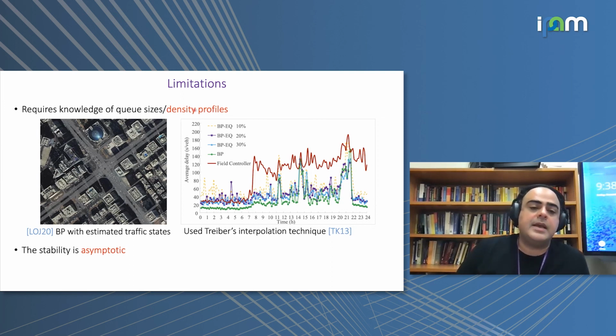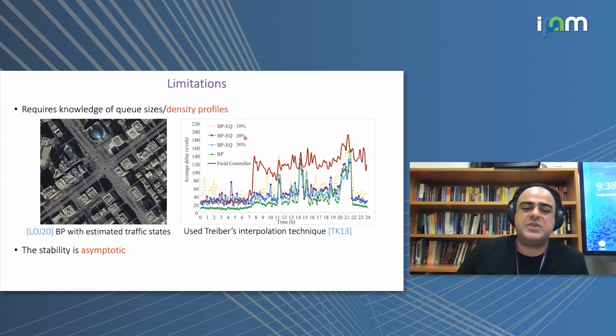What we did here was we combined, in a recent paper, back pressure with a traffic state estimation technique, specifically an interpolation technique proposed by Treiber, so just a textbook approach. And what we saw was if we estimate the queue sizes or the queue profiles using this approach, we still do pretty well. So this is the real world delay profile at this one intersection in Abu Dhabi. And this uses probe vehicles. So we simulated our approach to probe vehicles. This is the real world delay.